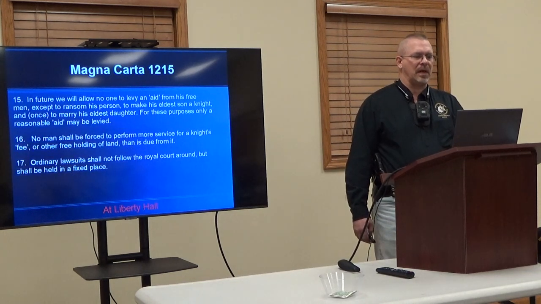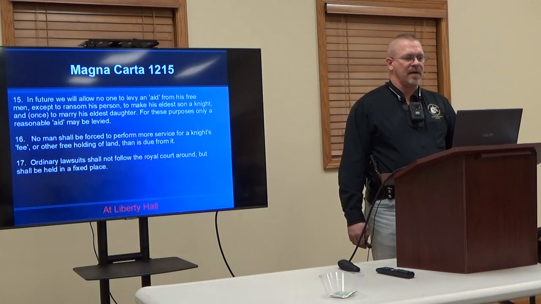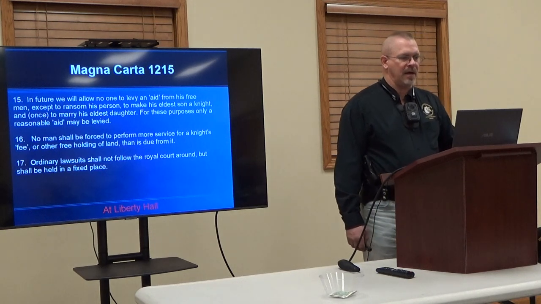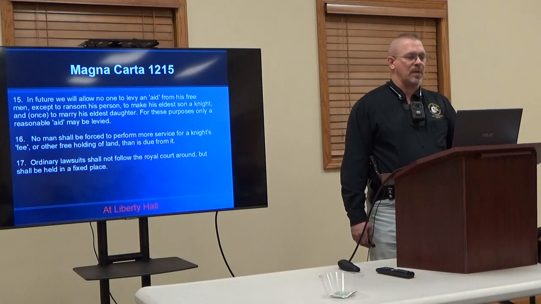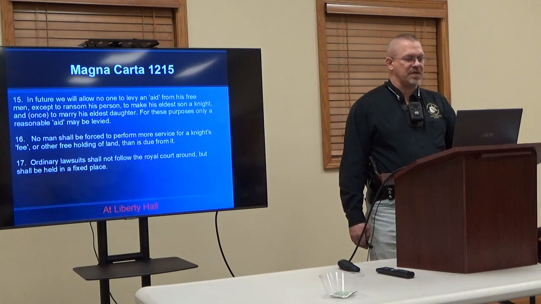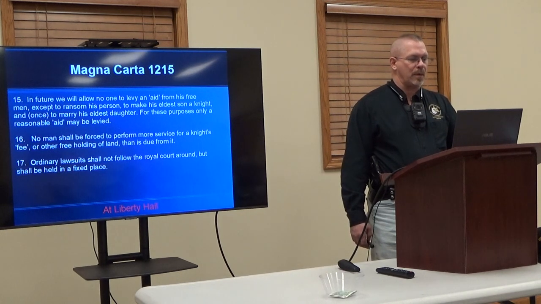15. In the future, we will allow no one to levy an aid from his free men, except to ransom his person, to make his eldest son a knight, and once to marry his eldest daughter. For these purposes, only a reasonable aid may be levied. 16. No man shall be forced to perform more service for a knight's fee or other free holding of land than is due from it. 17. Ordinary lawsuits shall not follow the royal court around, but shall be held in a fixed place.